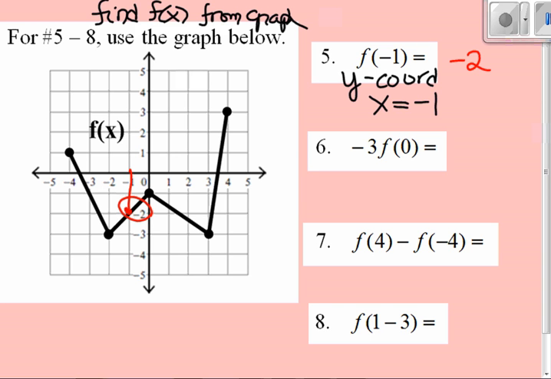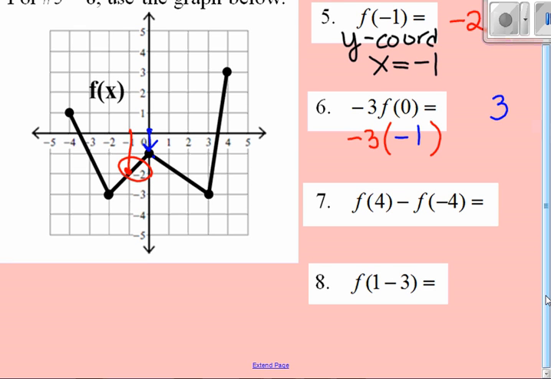Colin, you got that? I'm looking for the y value, reading it off a graph. So this is negative 3 times f of 0. Well, what's f of 0? Here's 0. What's f of 0? Katie, you know what this is? What's f of 0? Negative 1. What's that answer then? Mackenzie? Negative 3 times negative 1 is a 3.